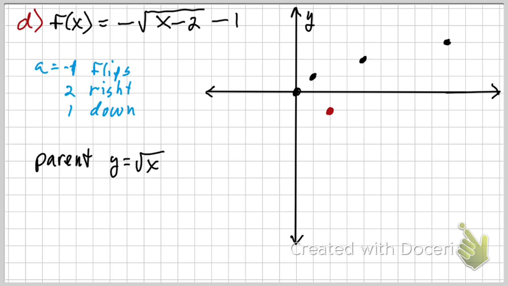Oh, no, no. That one has to flip first. See, the 0, 0 didn't flip. This point right here is going to flip to here. And then it's going to go 2 right, 1 down. So 2 right, 1 down. And put that in red.